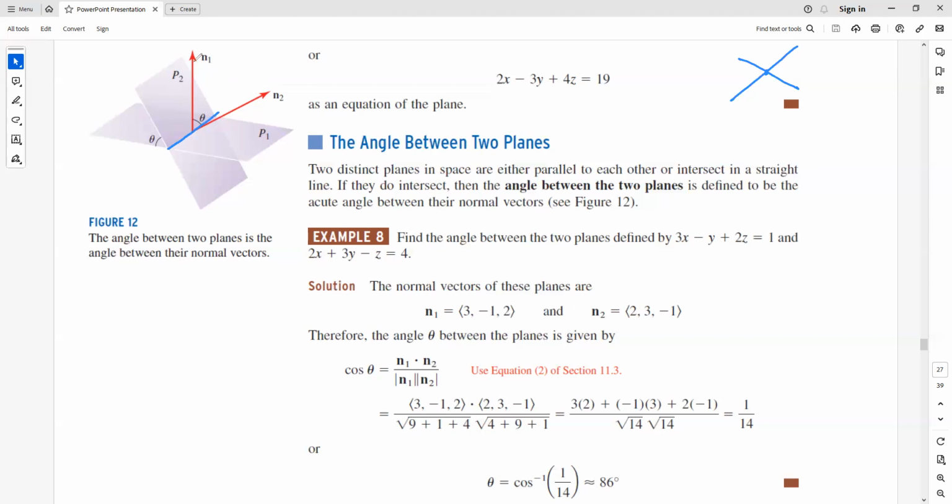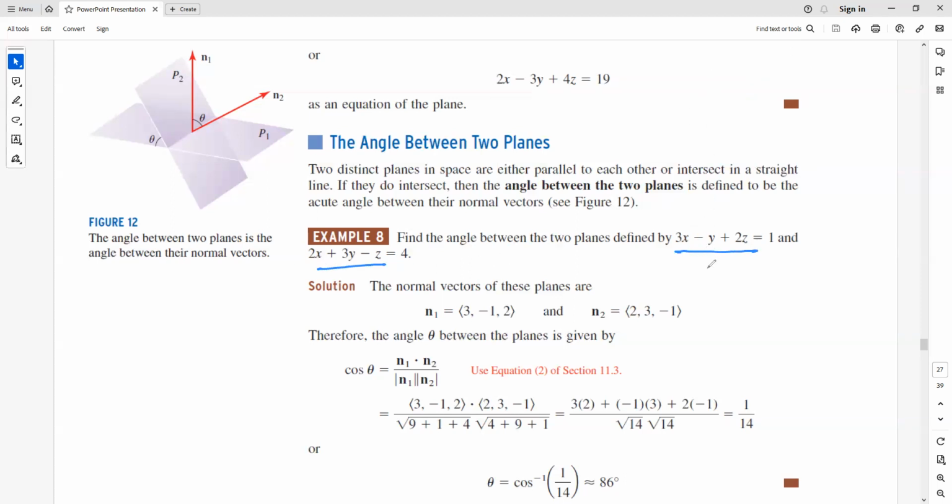Now, if we are able to find the normal vectors to both the planes on this intersection, then we can simply calculate the angle between these two planes, because the angle between these two normals will be the same as the angle between these two planes, right? So now the equation of both the planes is given in the example. We can find the normal vectors.